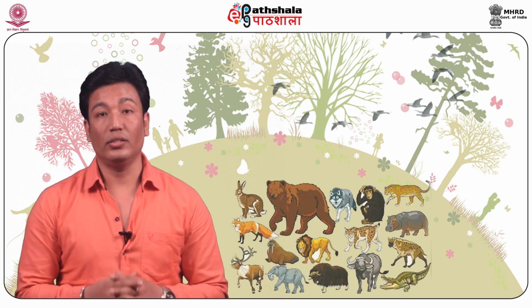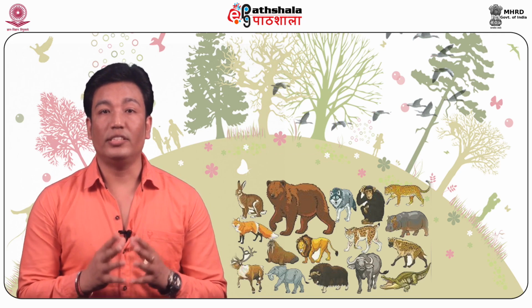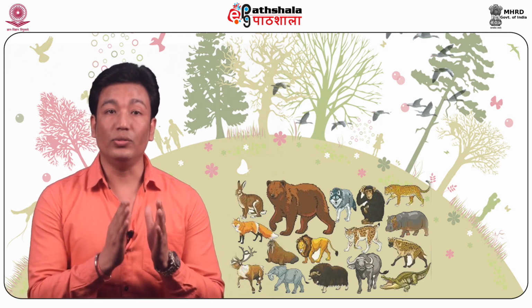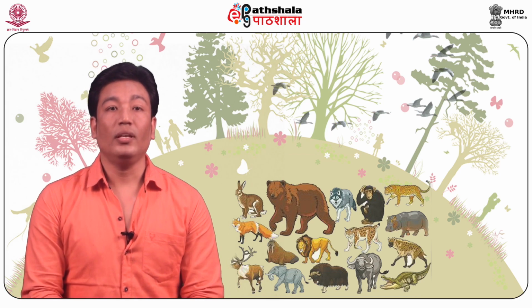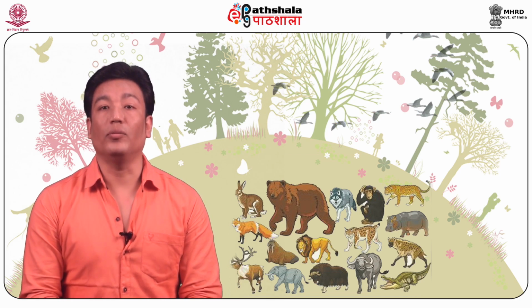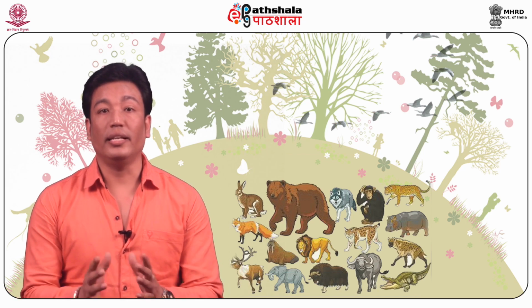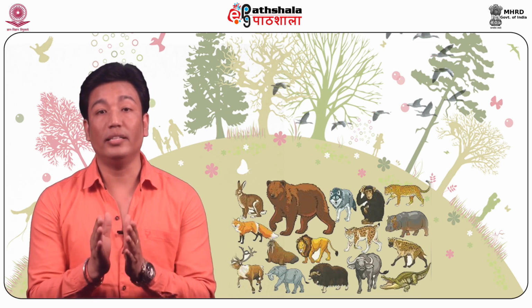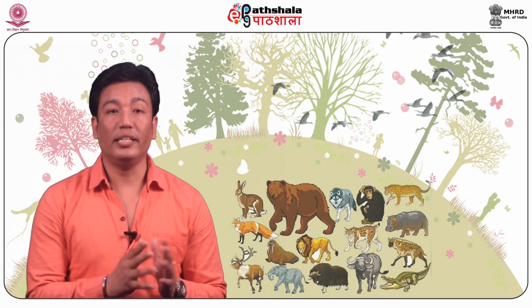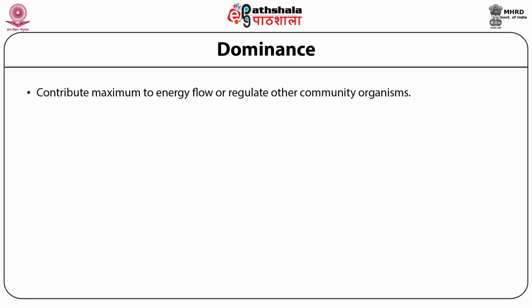For example, Alnus glutinosa, alder, is the tree dominating in the Western Europe woodland areas. They are used to classify or identify the type of ecology. In a community, we can consider a species as dominant on the basis of the following: either they occupy maximum space or community habitat, or have the highest biomass, or play a critical role in nutrient cycling, contribute maximum to energy flow, or regulate other community organisms.